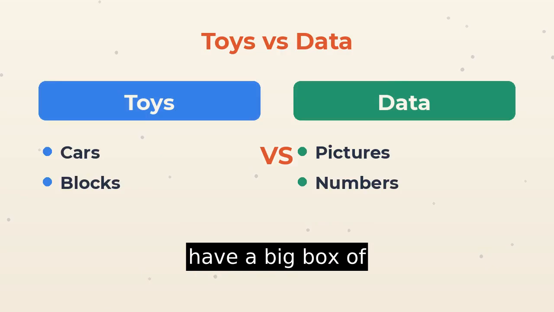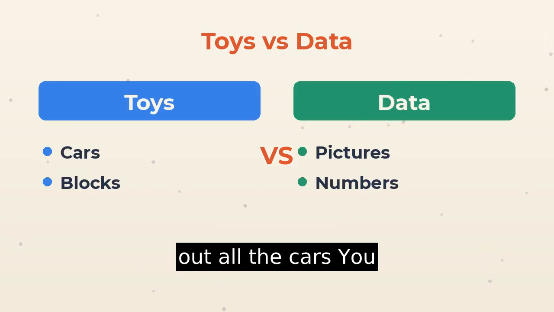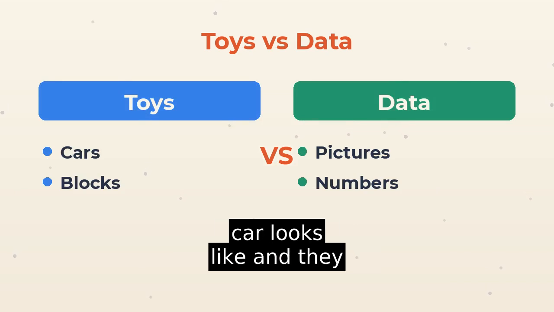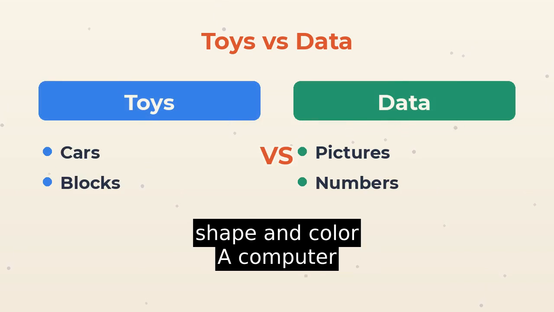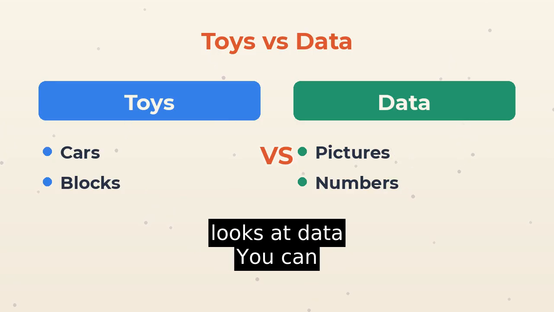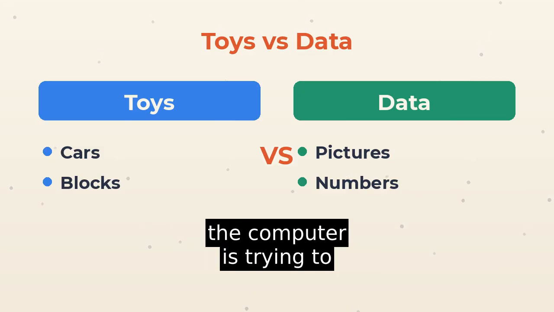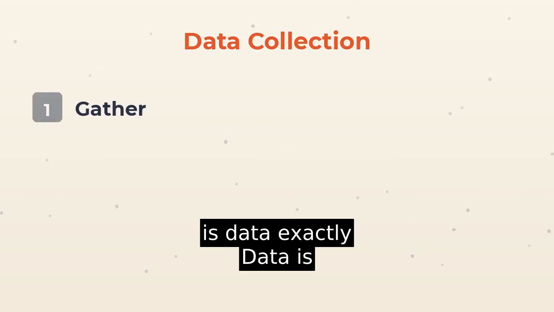Imagine you have a big box of toys, and you want to teach your friend to pick out all the cars. You would show them what a car looks like, and they would start to recognize the shape and color. A computer works in a similar way, but instead of toys, it looks at data. You can think of data like a big box of toys, and the computer is trying to find the cars. But what is data, exactly?